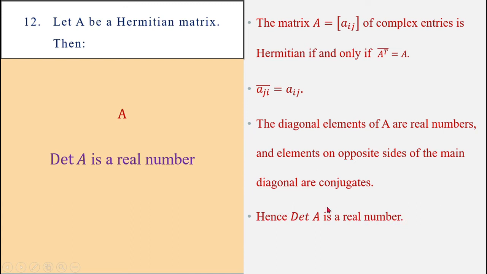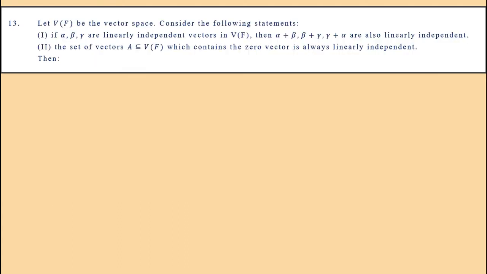So determinant A becomes a real number, because when you are going to find the determinant, in most of the terms the products are of the form Aij, Aji, and as they are conjugates of each other, they are converted into real entries, and all the remaining are cancelled.